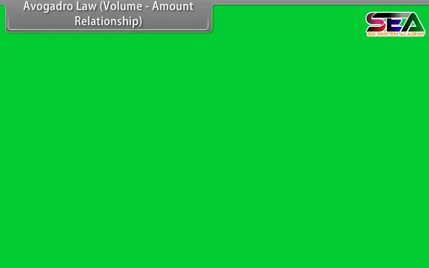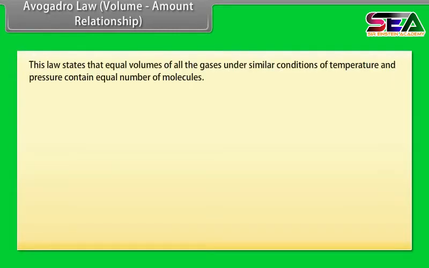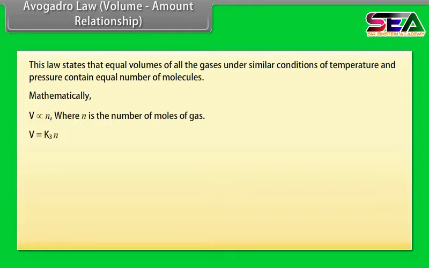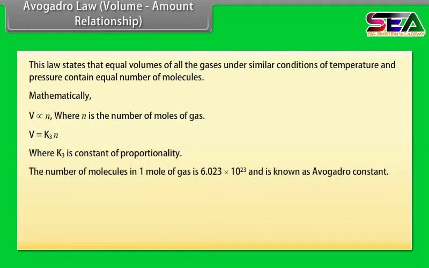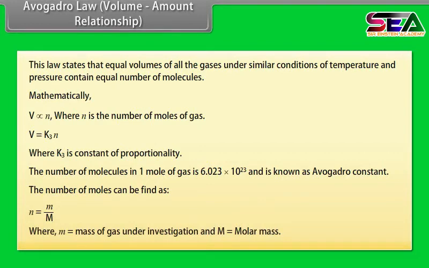Avogadro's law. Volume-amount relationship. This law states that equal volumes of all the gases under similar conditions of temperature and pressure contain an equal number of molecules. Mathematically, volume is directly proportional to the number of moles of gas. V is equal to K3 n, where K3 is the constant of proportionality. The number of molecules in 1 mole of gas is 6.023 into 10 raised to the power 23 and is known as Avogadro's constant. The number of moles can be defined as n is equal to m by M, where m is the mass of the gas under investigation and M is the molar mass.